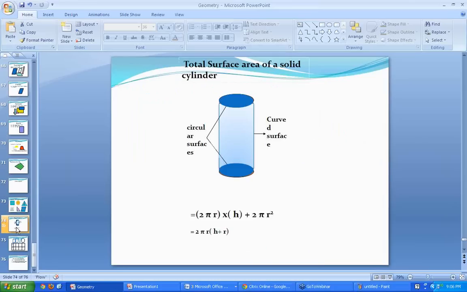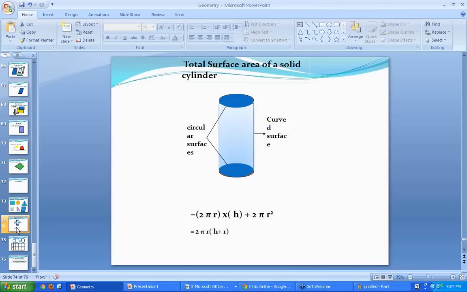Surface area of a solid cylinder. Surface area of a solid cylinder is 2 pi r into h plus 2 pi r square. Now a solid cylinder will have two things. One will be height and one would be the radius of the cylinder, right?